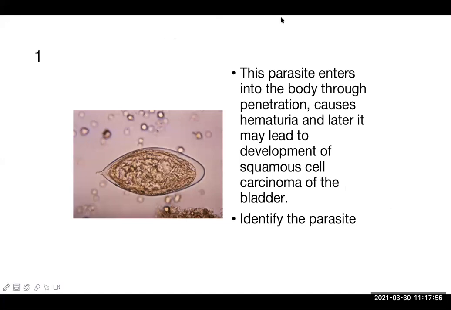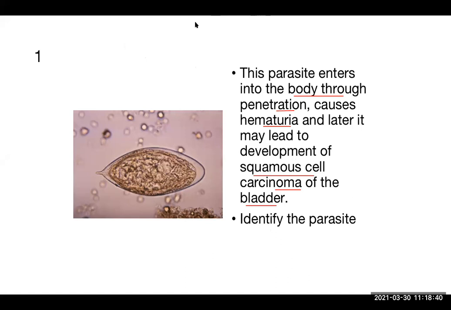Now, see here, the parasite which is shown in the picture. There is a small horn-like structure at the end of the egg of this parasite. It enters into the body through penetration, causes hematuria, and later it may lead to development of squamous cell carcinoma of the urinary bladder. These are very important clues given to you regarding this particular parasite. Identify the parasite by this clinical clue and looking at the picture.